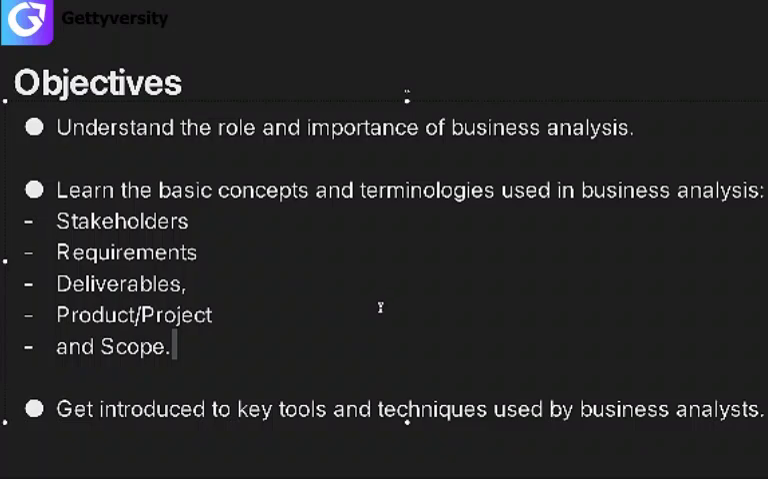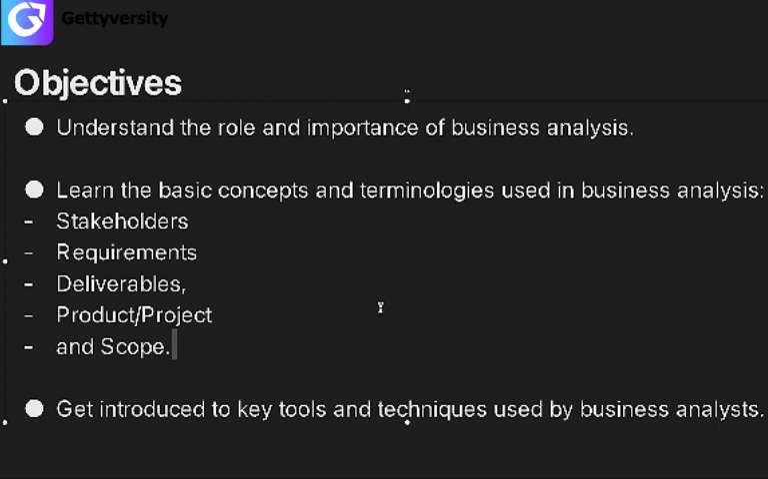Another role of a business analyst is defining requirements. The first one was identifying business needs. So now the second one is defining requirements. The BA gathers and documents detailed requirements for business solutions. This involves working with stakeholders to elicit, analyze, validate, and communicate these requirements to ensure they meet the business objectives.